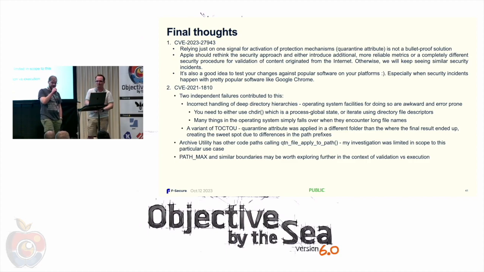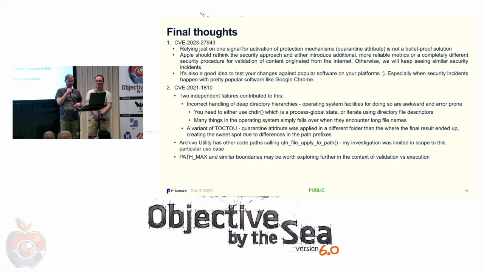Yeah, and from my part, there were basically two independent features that contributed to this. The handling of deep directory hierarchies is really the root cause here: operating system facilities for handling these and doing syscalls on them are awkward and error prone. You're going to have to drop down to C, and you're going to make mistakes. You can fiddle around with directory file descriptors and use openat, but you're going to make mistakes. So this is going to be very sensitive code.